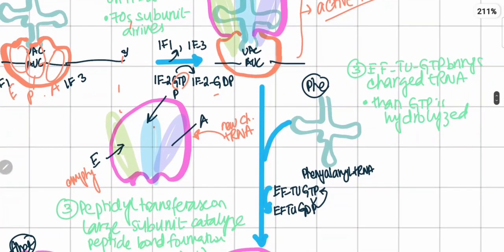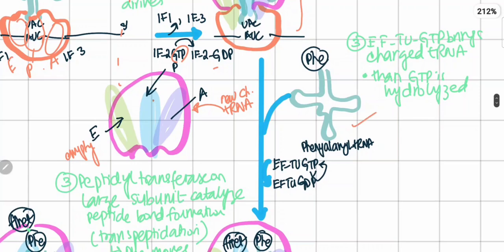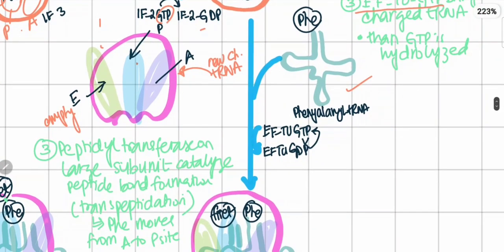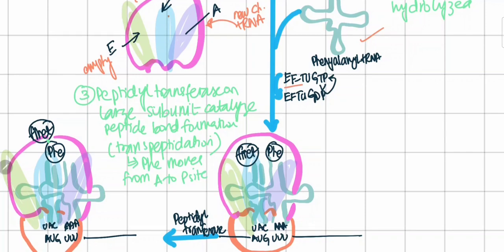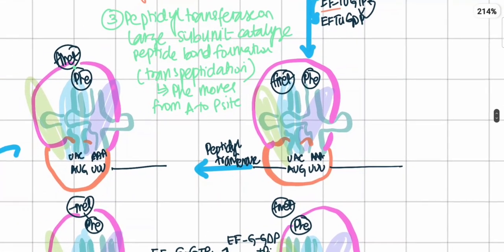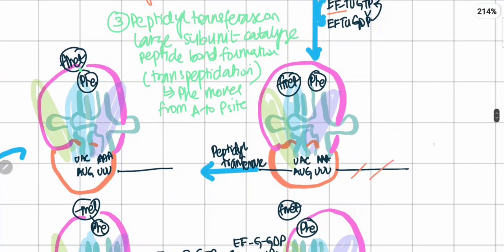Now in the third step, a new charged tRNA with phenylalanine is going to enter, and when it enters, elongation factor EF2 GTP will bring the charged tRNA, and when the GTP is hydrolyzed, it is going to sit on the A site. You see, it is sitting on the purple color, so it will sit on the A site with the help of EF2 GTP when it hydrolyzes. Okay, now the next, because it is also corresponding to the mRNA, bear that in mind.